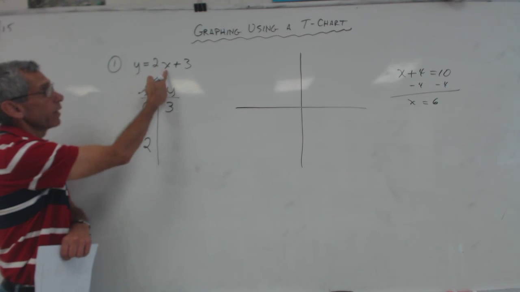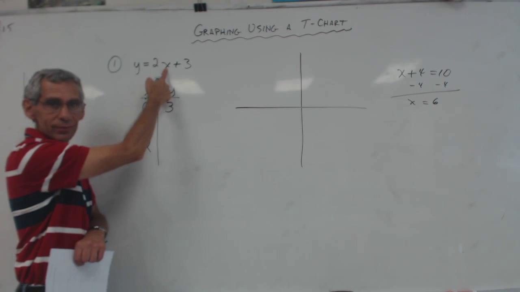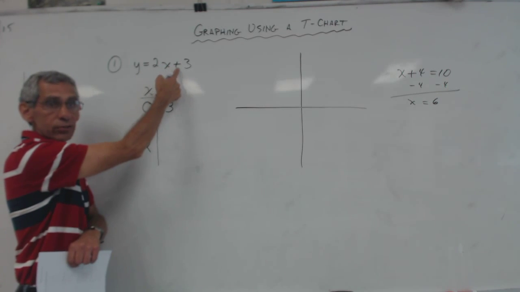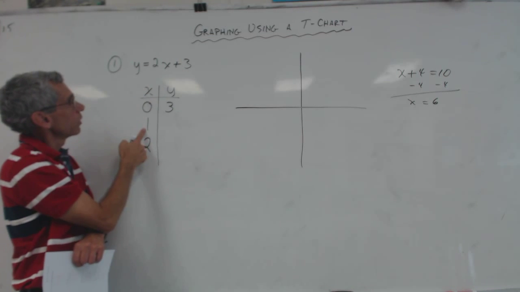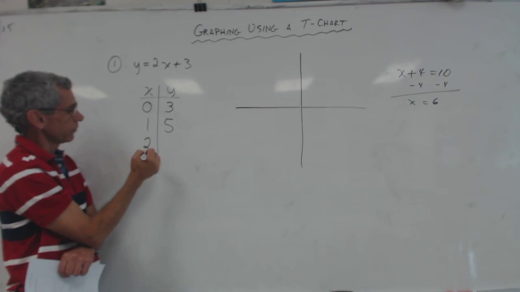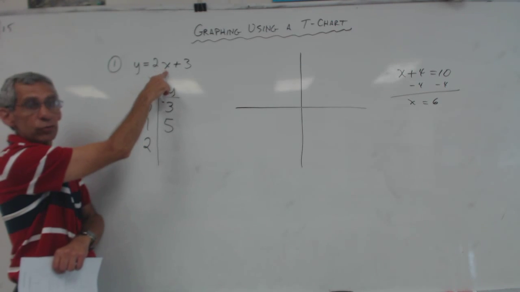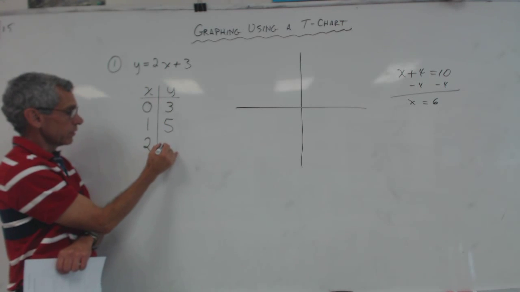Now, what is y when x is 1? 2 times 1 is 2, plus 3 more is 5. So that would be 5. Now let's try 2. 2 times 2 is 4, plus 3, 7. It would be 7.